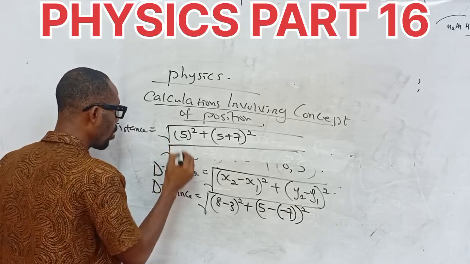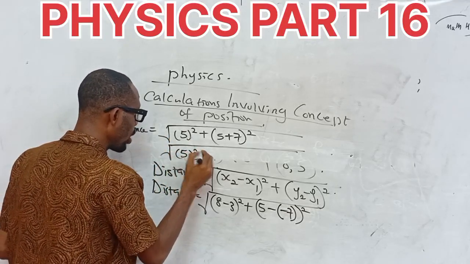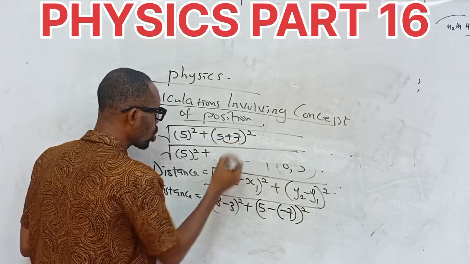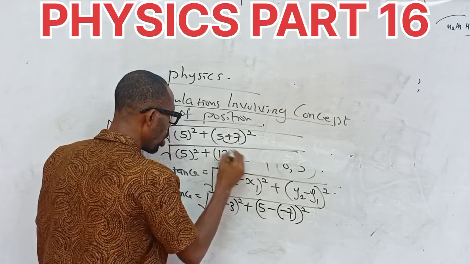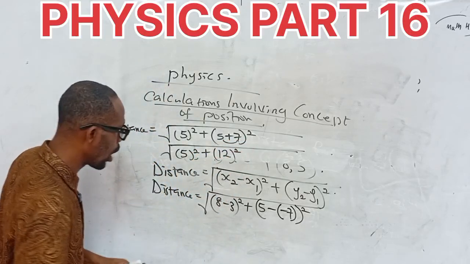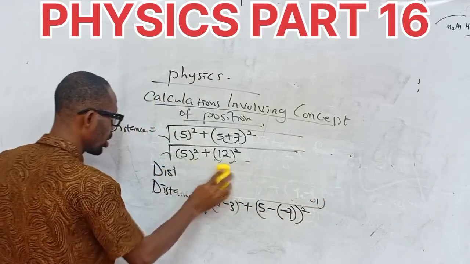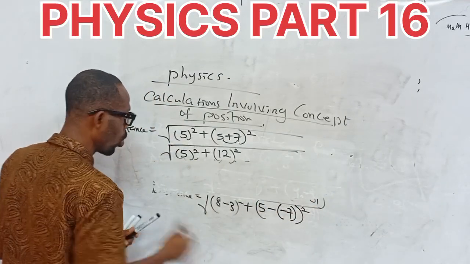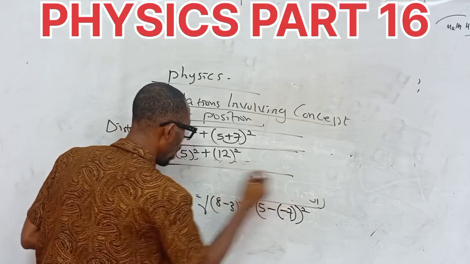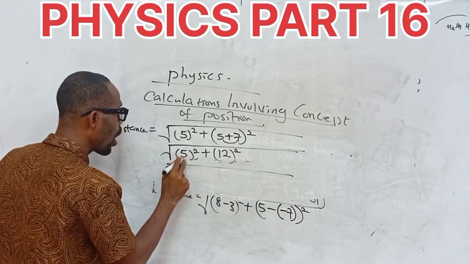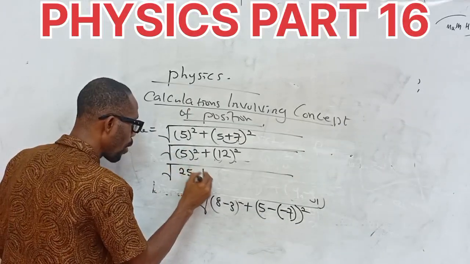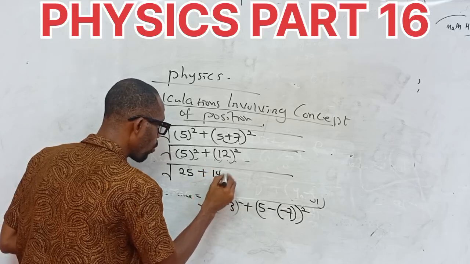Okay, so you write this now. You do 5 squared. Again, bring it down, plus 5 plus 7, that's 12. We give it a square. So what do we do now? I'm going to clean this for clarity. I don't want to assume you are seeing it if I go down. So I write the square root, and then 5 squared is 25, plus 12 squared, 144.